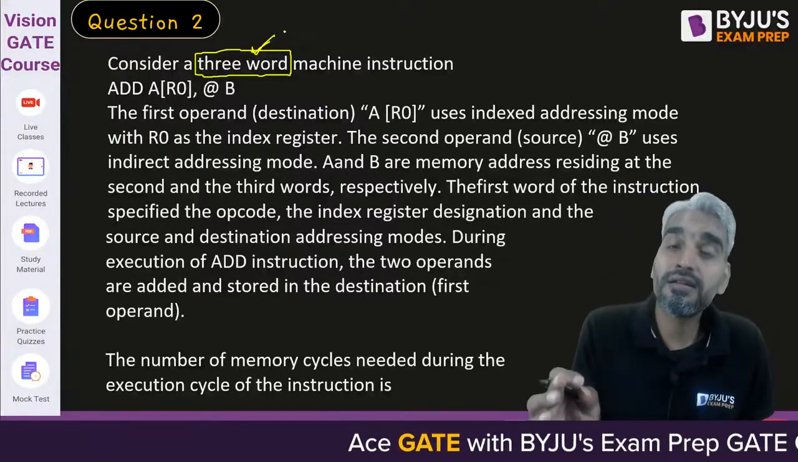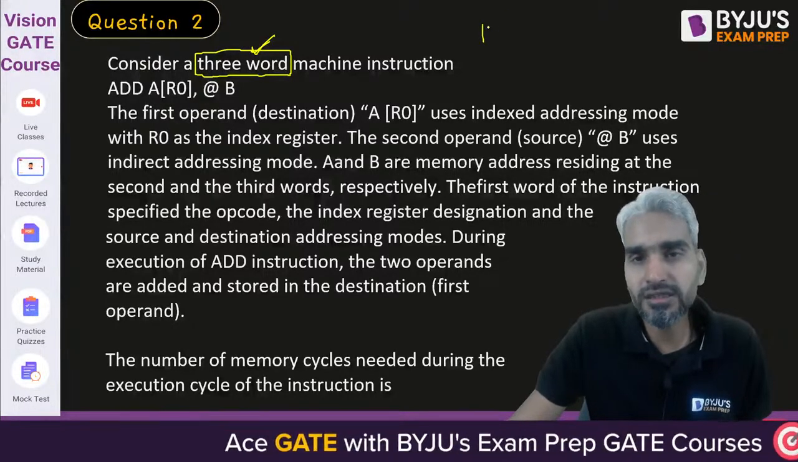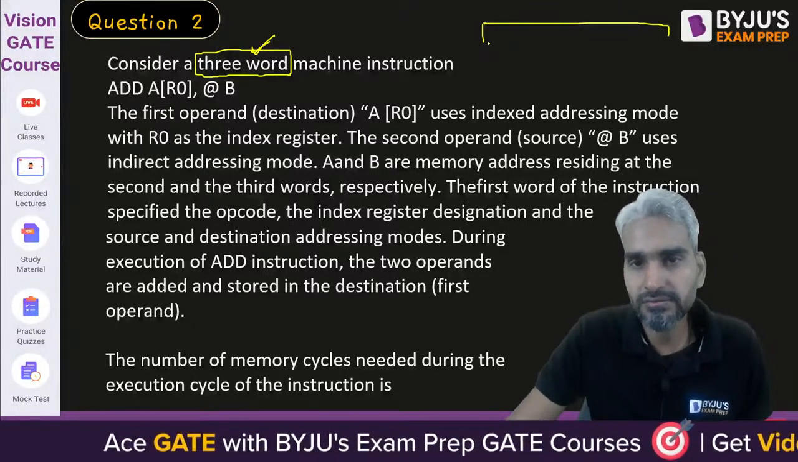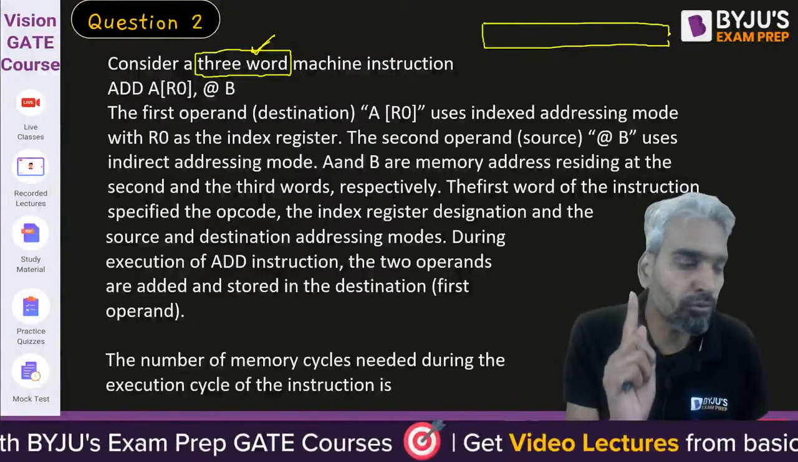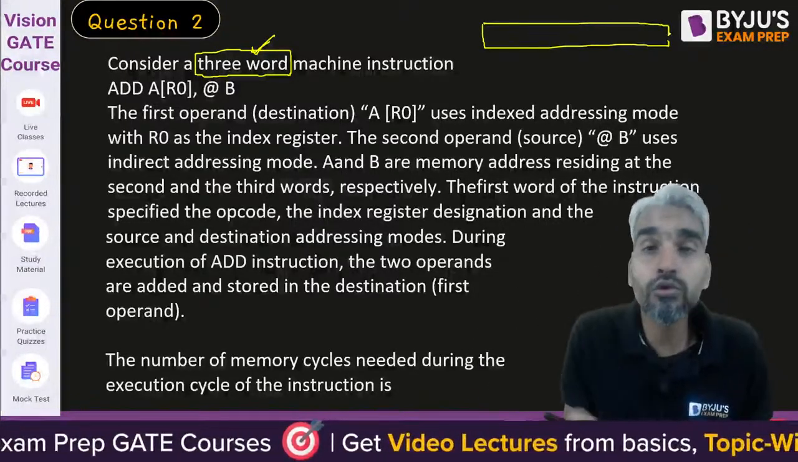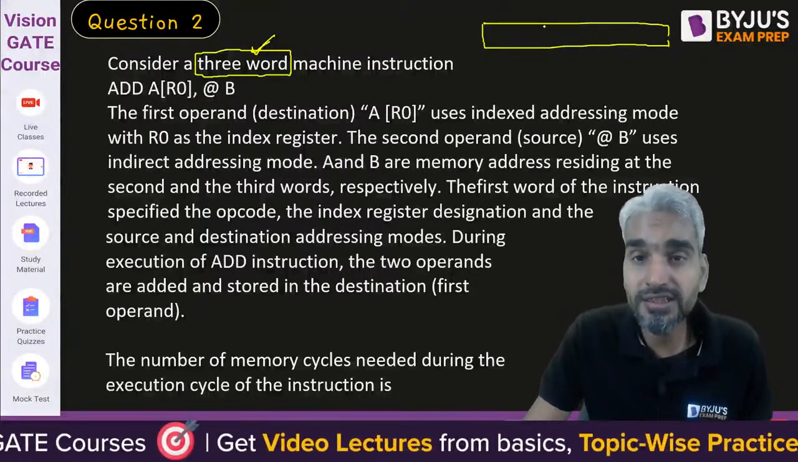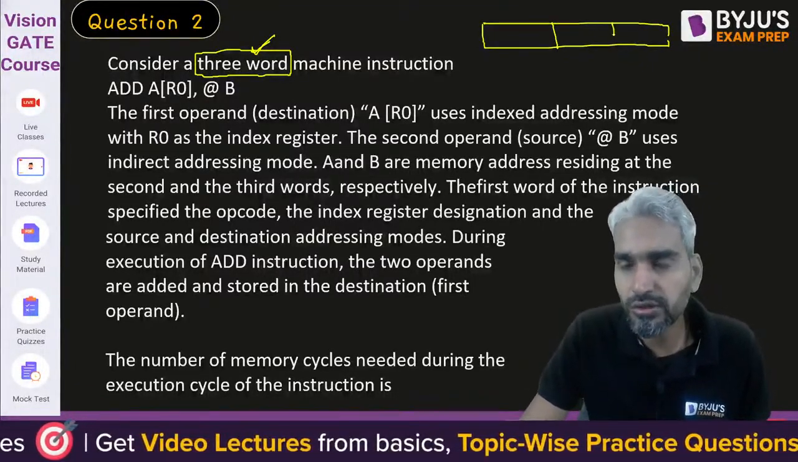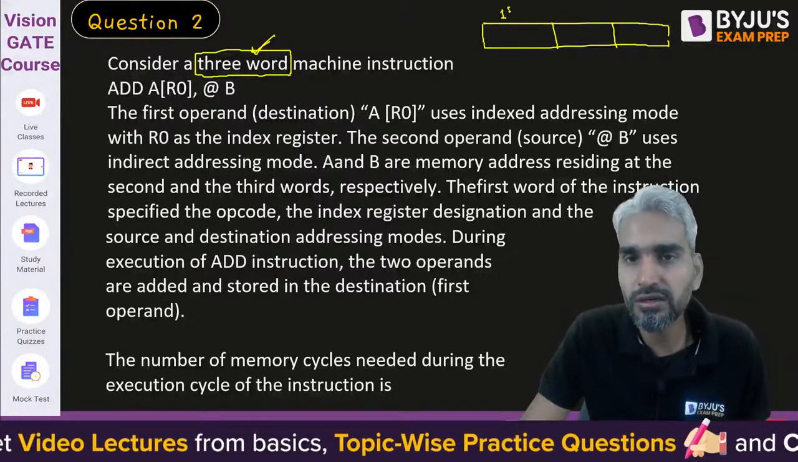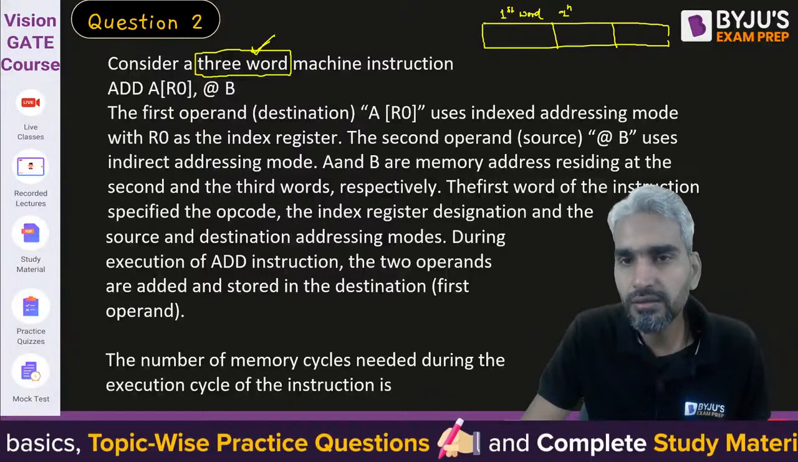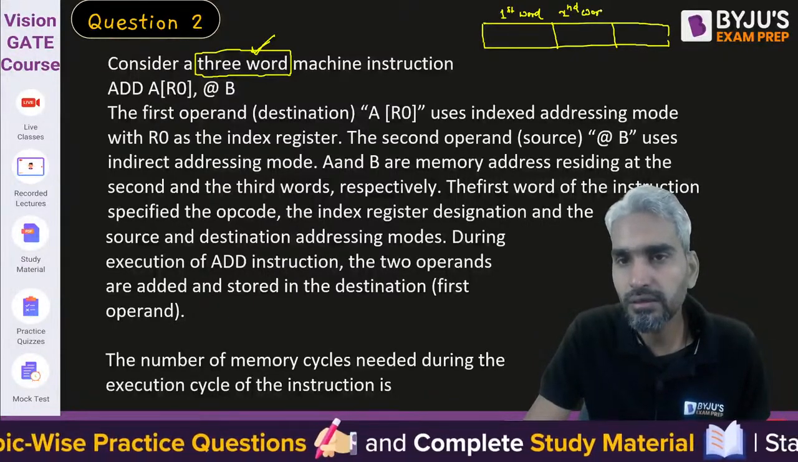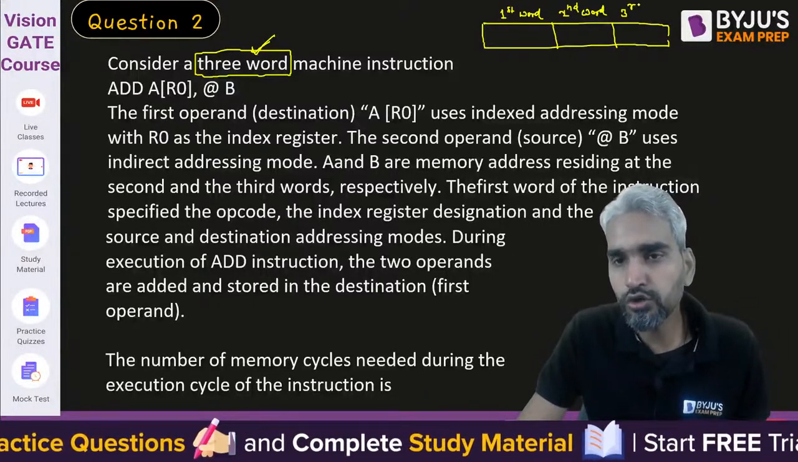Generally, whatever the number of words in the instruction, the opcode field will never be of more than one word. So let's assume that this is a 3-word instruction, so these are the 3 different words: first word, second word, and third word. Intuition, please try to understand.